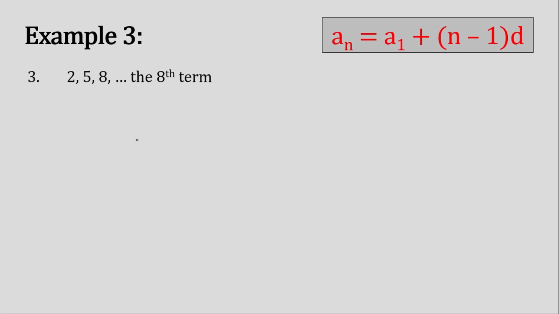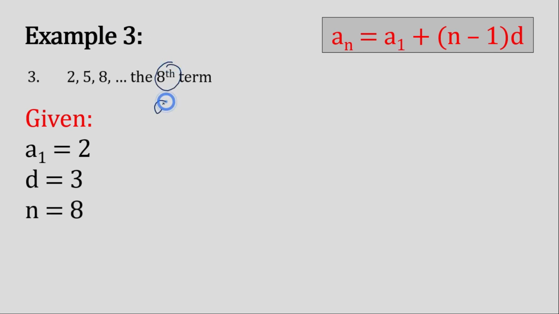Again, the formula for our reference. Let's write the given. For the first term, we have 2. For the common difference, let's try to compute if it is 3. 5 minus 2 is 3, and 8 minus 5 is 3. So the common difference is 3. And because it is the eighth term, it is denoted by a sub 8. So therefore, the value of n is 8.